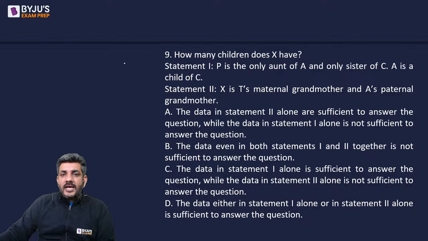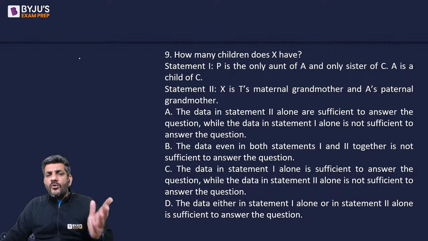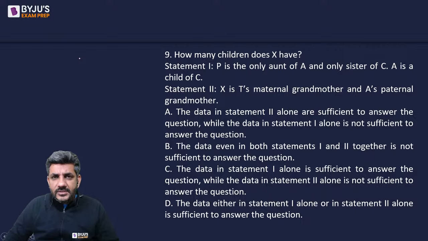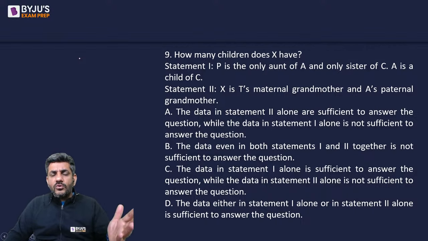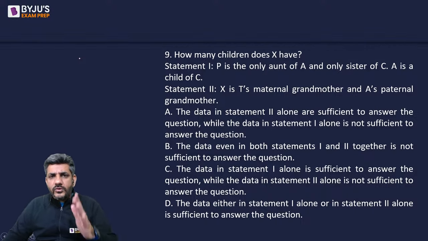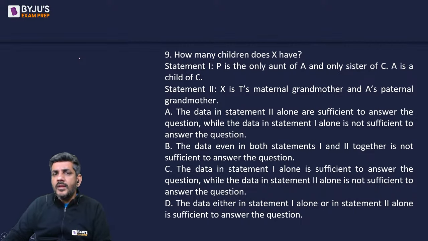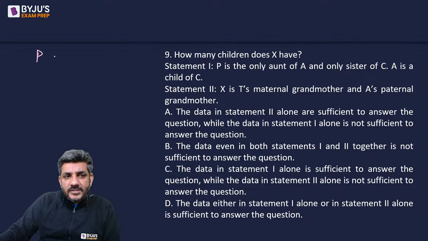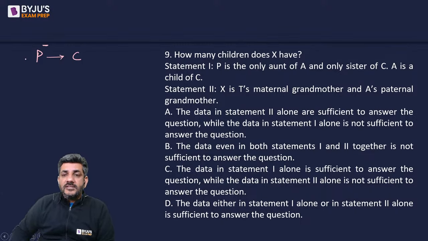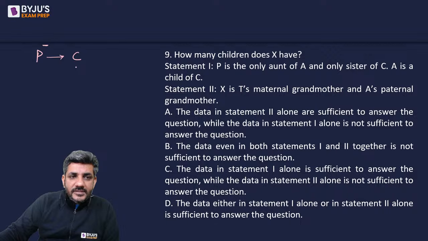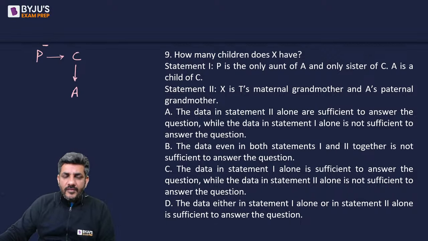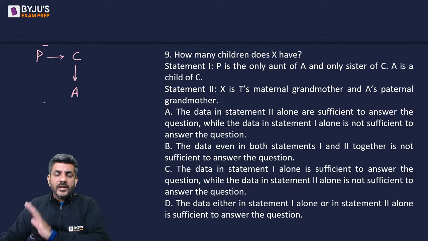How many children does X have? P is the only aunt of A and only sister of C, right? Now, aunt, we do not know what exactly is the relationship, right? Because aunt में, as I told you, चाची, मामी, ताई सभी aunt होती हैं. So currently aunt वाला portion मैं छोड़ दे रहा हूँ. But P is the only sister of C. So C does not have any other sister. A is the child of C. So P is the only aunt of A. That automatically means that C cannot have any other sisters.